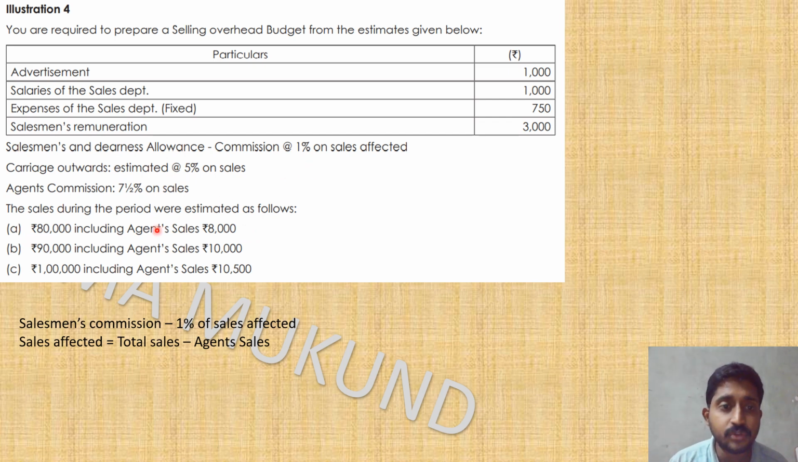So 1% of 72,000. In the second case, 90,000 minus 10,000 is 80,000, and 1% of 80,000 is the commission. So we have to calculate the commission correctly, then only the budget figures will be right. Carriage outwards 5% on sales, that is easy. 7.5% on sales, that is also easy. So you can just tabulate all those costs. You know what is the sales, you know what is the cost, so you can accumulate everything in a table and present the selling and overhead budget. This is a very simple problem, guys. I know you can do it. Let me move to the next problem.